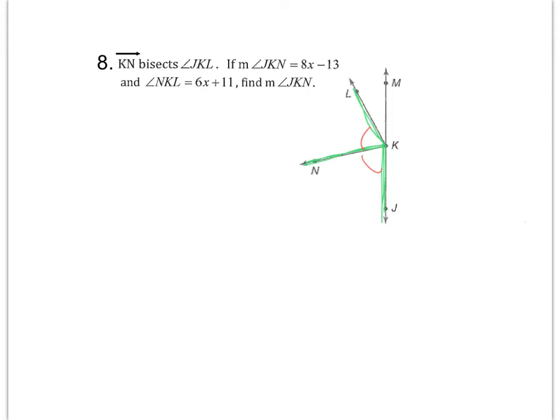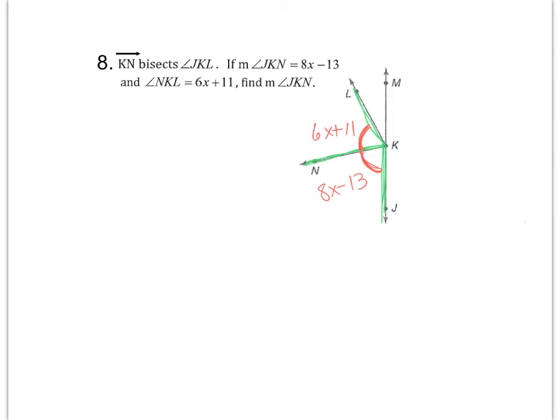Now, do you see this little letter M up at the top here where I just marked? It says, if the measure of angle JKN, that little M right here means measure, equals 8x minus 13, so I'm going to fill that in. Angle JKN is down here, and that part is 8x minus 13. So I'm going to write it in that spot. And angle NKL, which is this spot right here, is 6x plus 11. Find the measure of angle JKN.